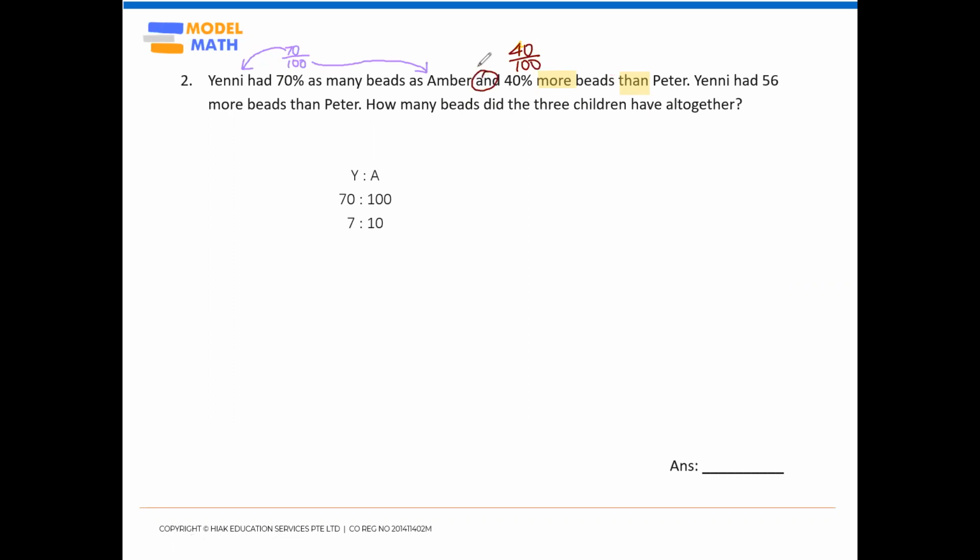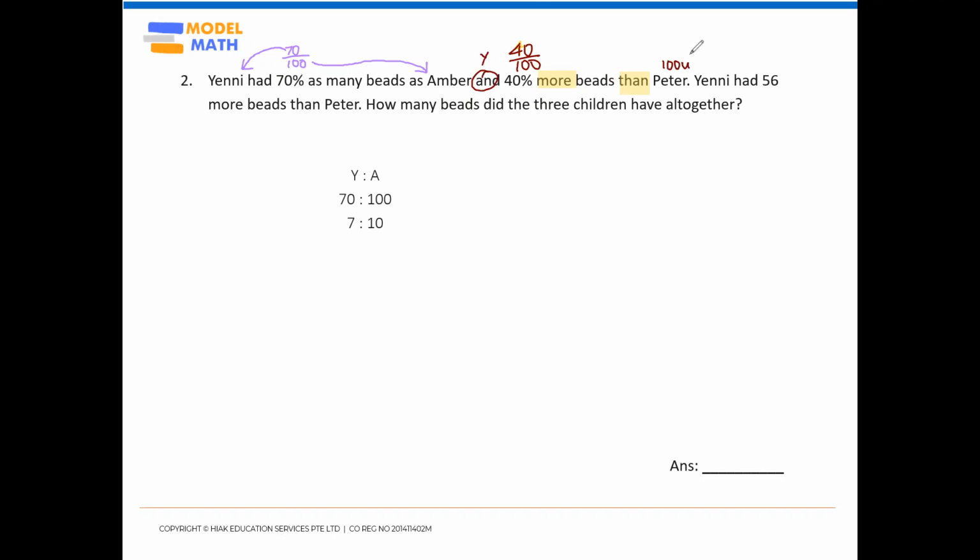Now, this word "than", I hope you all know this. It means the first person in the statement is Yenny. Yenny has 40% more than Peter. If I say "more than Peter", it could be more than, less than, heavier than, lighter than, taller than, whatever than. In the English sentence structure, the 100 units belongs to the person at the back of that statement, because he acts as the foundation, the basis of the comparison. So Peter would be your 100 units.